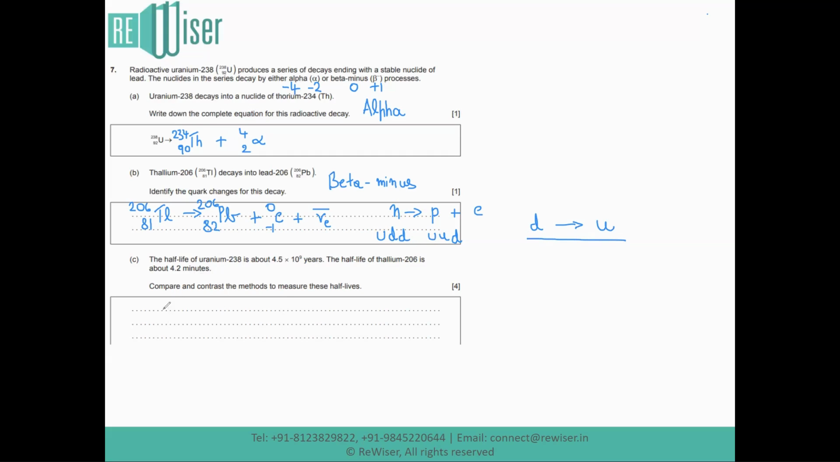Hence, to calculate the half-life of uranium, we could measure the number of radioactive nuclei and measure that against the radioactive nuclei which have already decayed. That is the decayed nuclei.